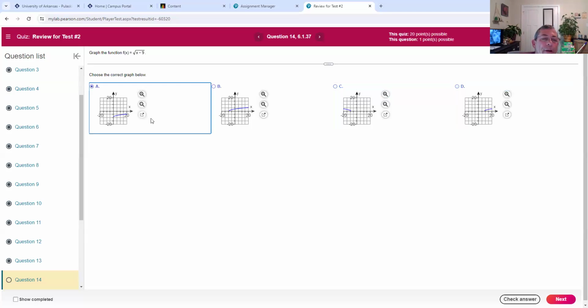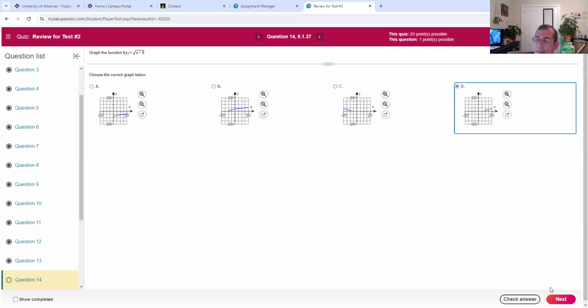Which one of my pictures went right? A, B, C, or D? And y'all, it's definitely D. Notice that went straight right. The basic graph would start right in the center, okay? So you're going to pick D on that.